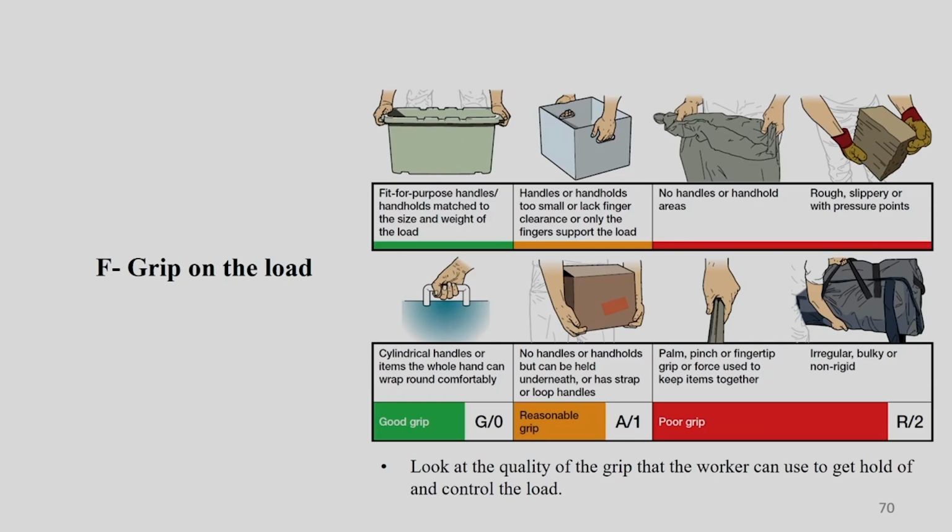You have a pictorial depiction of such grips, so you can try to match where in your case the grip is. Accordingly you can mark them: good grip, reasonable grip or poor grip. If it is green then 0, if it is reasonable then amber and value is 1, and if it is poor then it is red and value is 2.